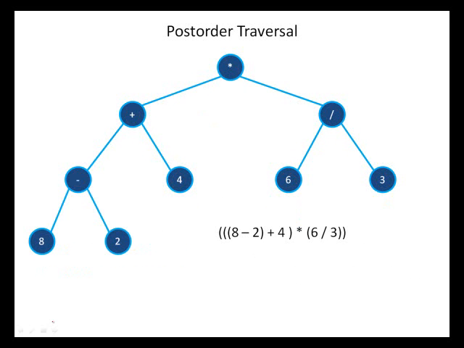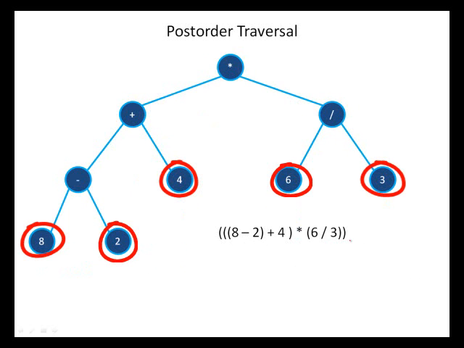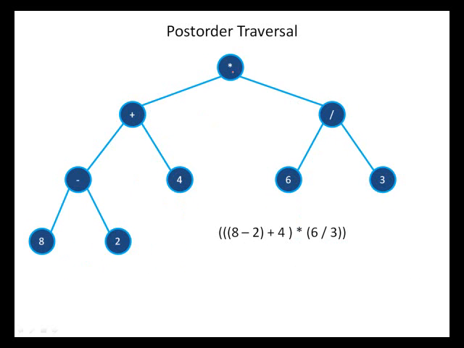One use for postorder traversal is to solve arithmetic expressions. This tree right here represents this arithmetic expression. The internal nodes are the operators, the external nodes are the operands. At each node in the tree, before we can perform the arithmetic expression, we need to know what the value of the left subtree is and what the value of the right subtree is.